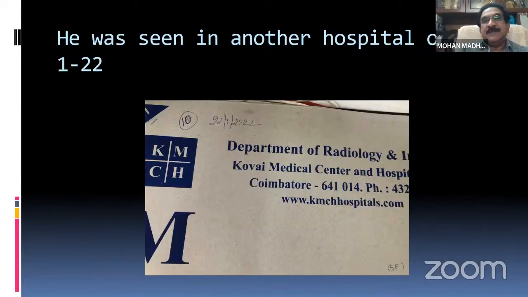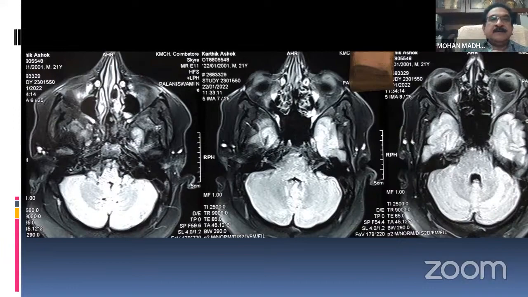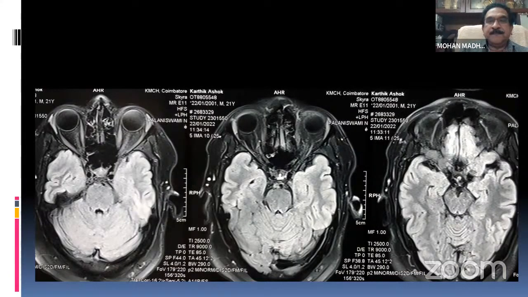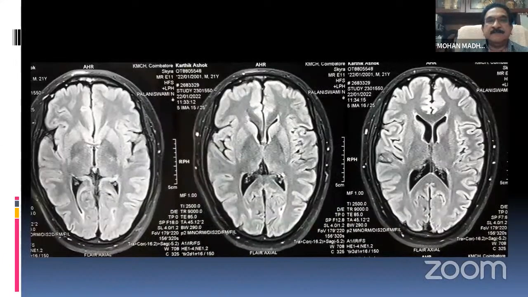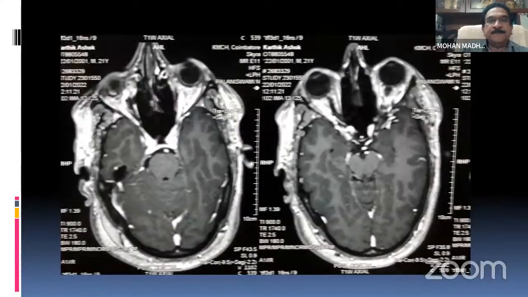Then he was in another hospital this year, 2022. Then again did a meticulous study of the brainstem. Did a contrast study.